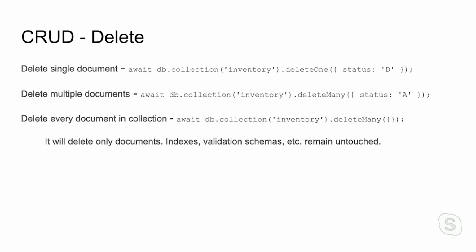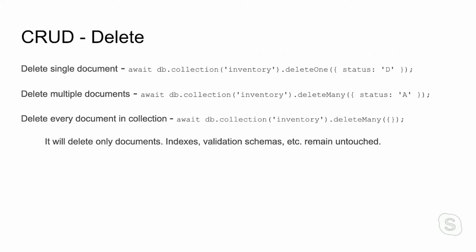The last one is delete. Again, everything is almost the same. So delete one and delete many, you're just inserting one property, in this case for the search query, which will match the documents and they will be deleted. Delete one will again delete only the first one which it finds, and delete many will delete all of them. If you want to delete every document in your collection, you can just pass the empty object.